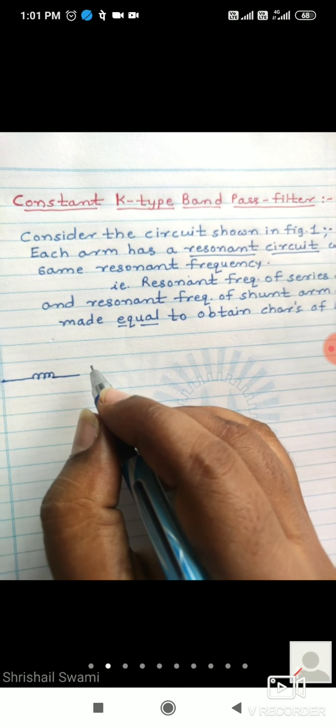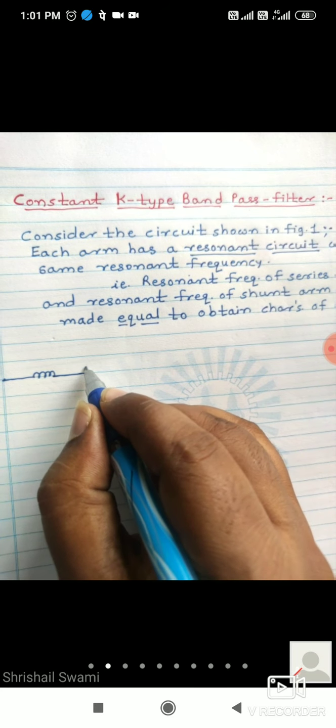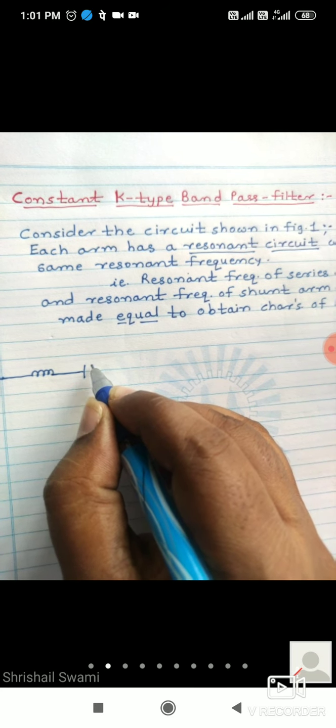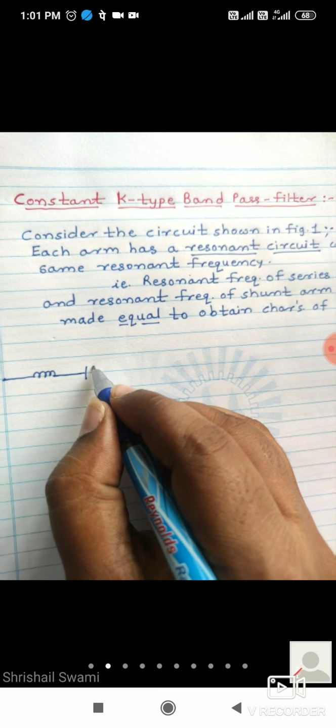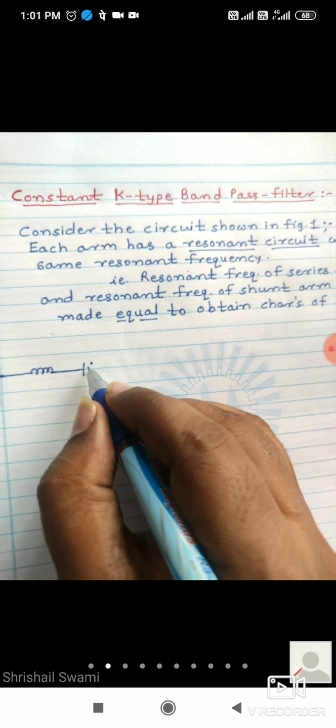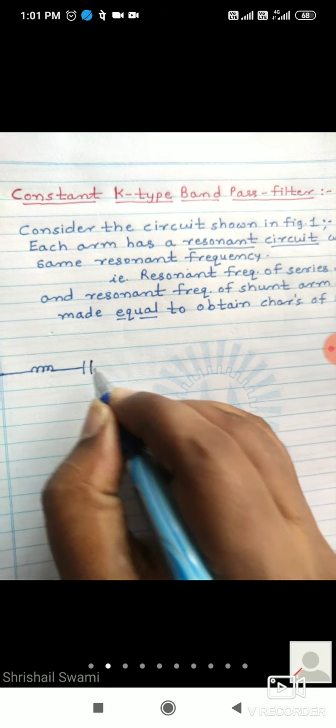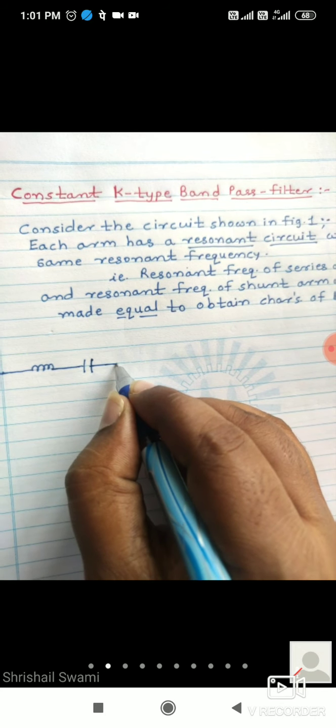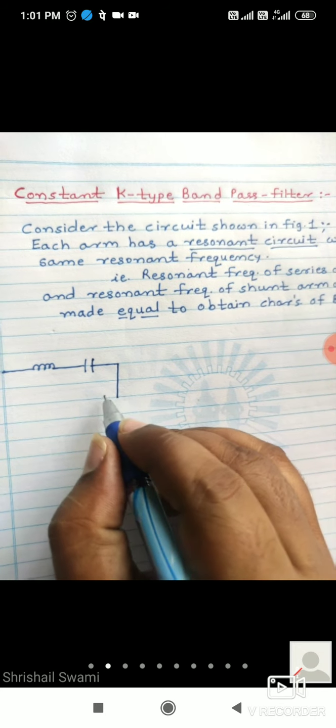Okay, so the diagram I will draw the T section as well as pi section of constant K type bandpass filter. So carefully observe. So here each arm consisting of resonant circuit. So resonant circuit is made up of inductor and capacitor. Assume that resistor is 0. RLC circuit तुम्ही शिकले आहे resonant circuit मध्ये. Okay, so in that series resonant circuit as well as parallel resonant circuit you already learned.